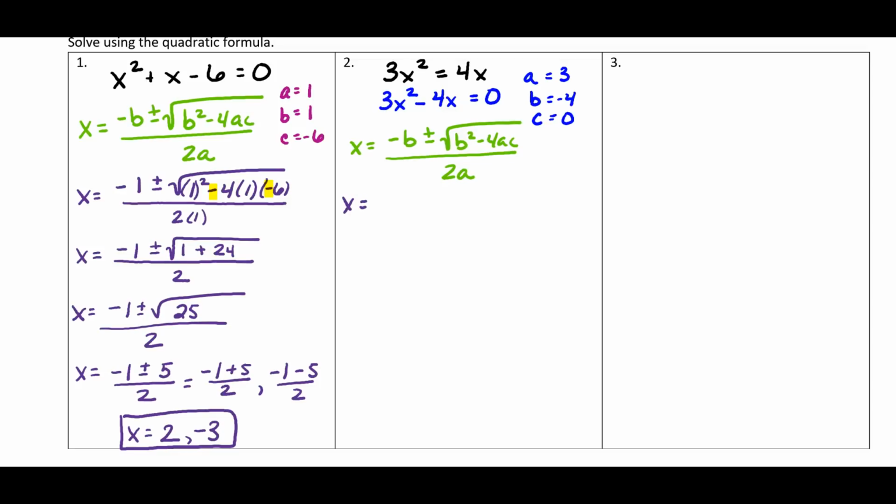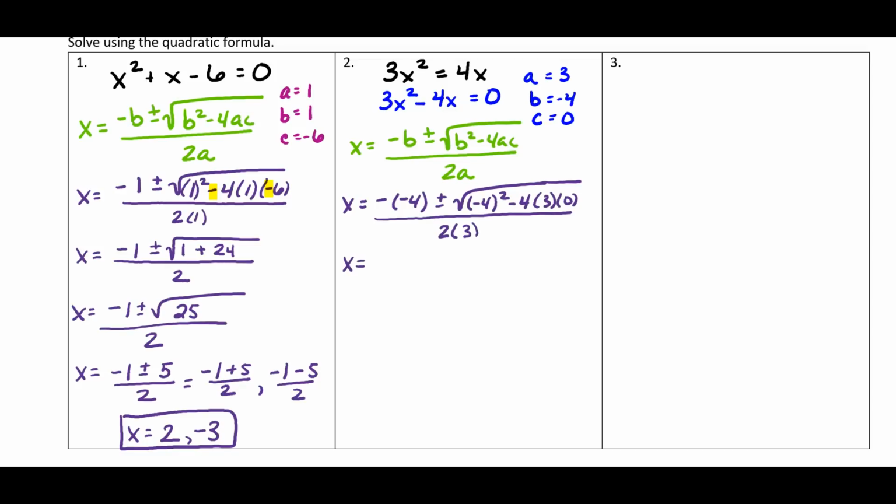So x equals negative 4. And notice how I'm writing these two negatives. A lot of times students will do this in their head and they'll forget to actually have a double negative, which makes it a positive. So be very careful that you're writing things very neatly and strategically. Now here we have to put negative 4 in parentheses when we square it. Minus 4 times 3 times 0 all over 2 times 3.